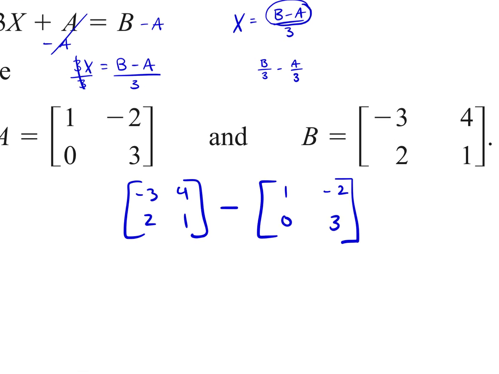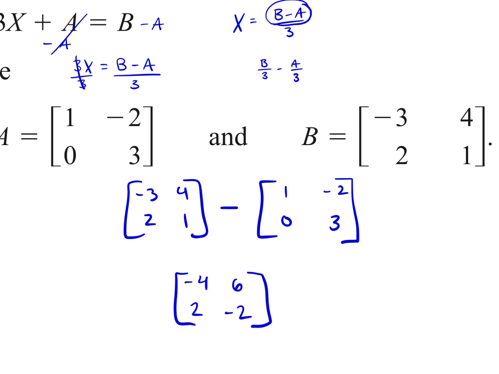So we have negative 3 minus 1. What's negative 3 minus 1? Negative 4. What's 4 minus negative 2? 6. 2 minus 0, 2. And 1 minus 3, negative 2. Awesome.